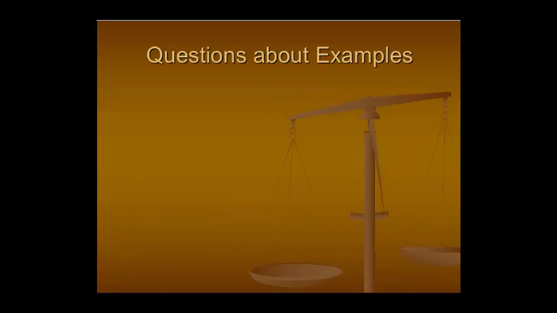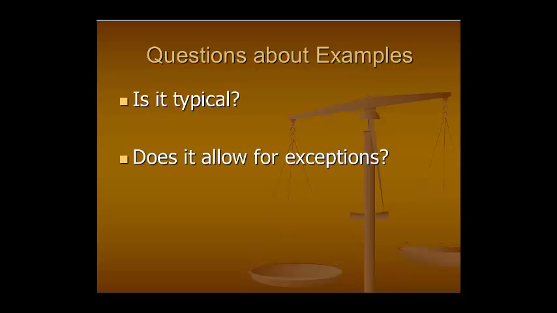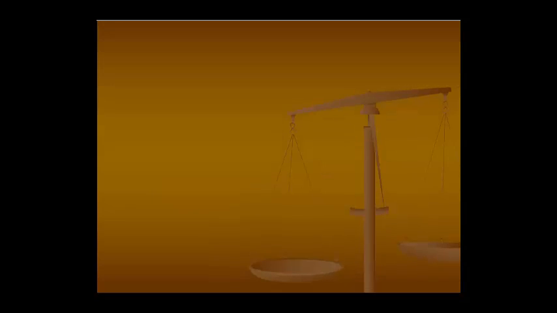So for each example, I'm going to need to ask the questions. First of all, is it typical? And does it allow for exceptions? So, as I just mentioned, this could be a typical example. Does it allow for exceptions? That means, is it that one case out of a million where it's a really unusual result? In this case, my Aunt Joanne is not an exception, so it is going to be valid.